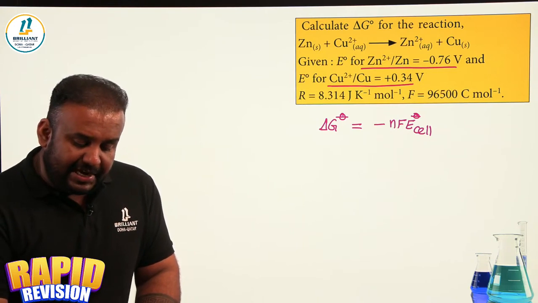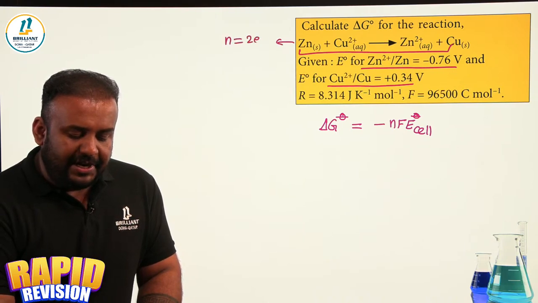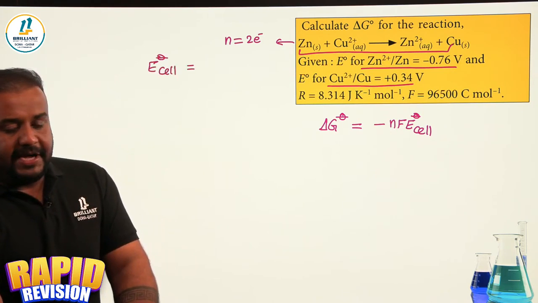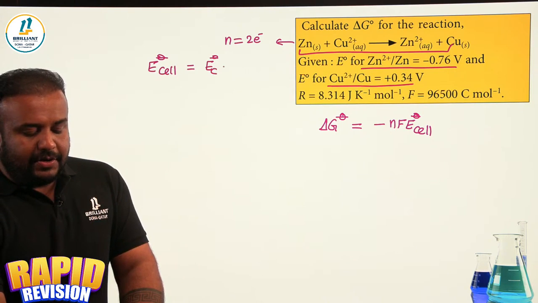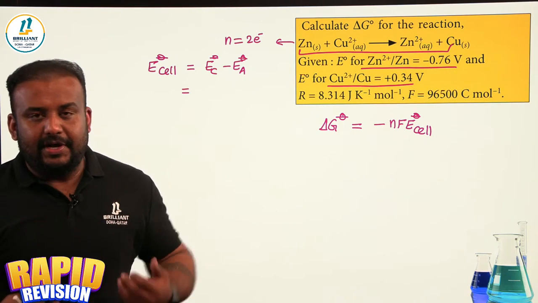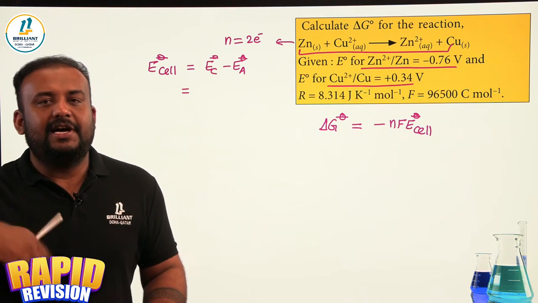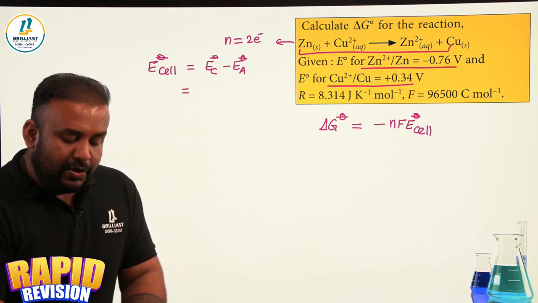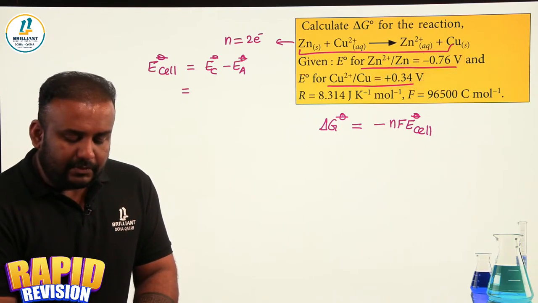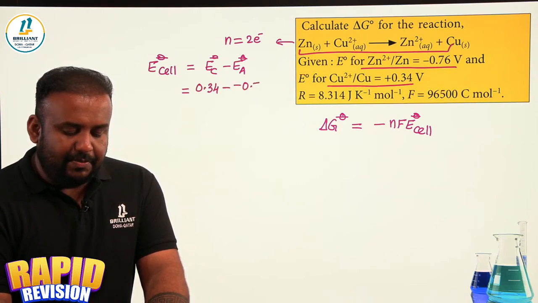We do know certain things about this reaction. Look at this reaction. How many electrons are involved? Number of electrons involved is 2. Now, E0 cell can be calculated by the formula E0 cathode minus E0 anode. How do I know who is cathode and who is anode? The same basic principle: the one which has the higher reduction potential will be cathode. So, among copper and zinc, who is going to be the cathode? It will be copper. So it will be 0.34 minus 0.76.